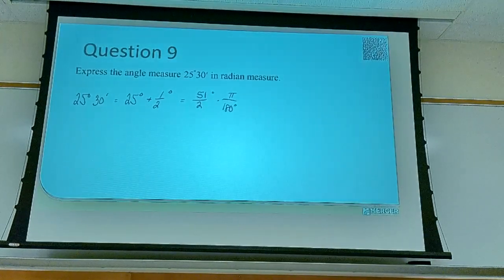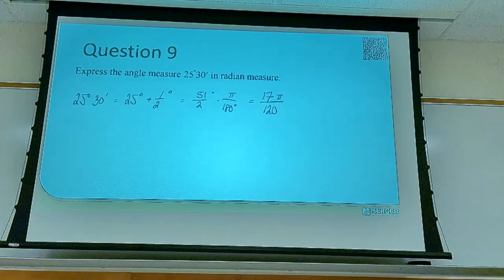Now times pi over 180 degrees. Both 51 and 180 are divisible by 3. 51 over 3 is 17. Pi over 180 divided by 3 is 60, times 2 is 120. So 17 pi over 120 radians.